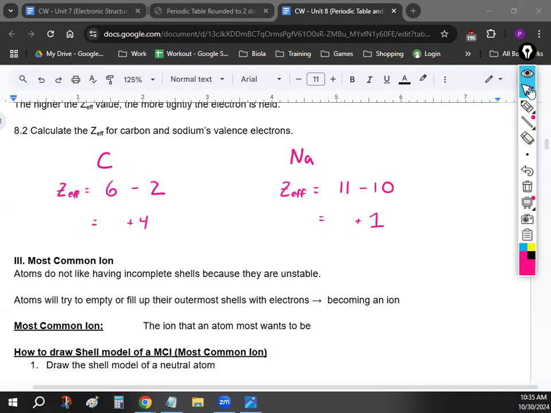Alrighty, guys. So I got the answer up there. Carbon has 6 protons. It's 2 shells, and there's 4 in the valence shell and 2 in the inner shell. So 6 minus 2, which gives you a Zeff of 4. And then sodium, 11 protons. There's only 1 electron in the valence shell, and so there's going to be 10 inner electrons. So 11 minus 10, which gives you positive 1. That's it. So that's calculating Zeff.